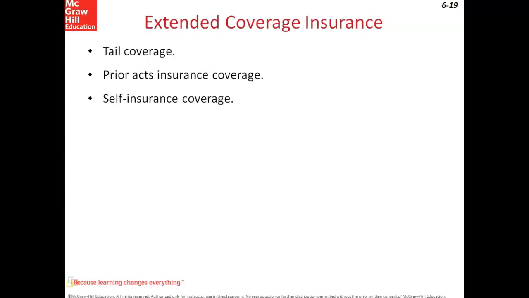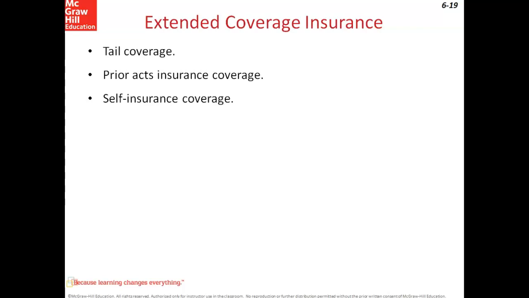Because claims-made insurance only covers claims and not when the occurrence of something happened, they also offer extended coverage insurance if you end your coverage with a particular carrier. The first of these is tail coverage. This is bought from your prior insurance agency, and it covers the time frame much like occurrence insurance. It will continue to cover the time frame that the insurance was in effect.